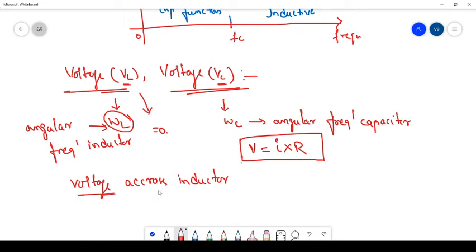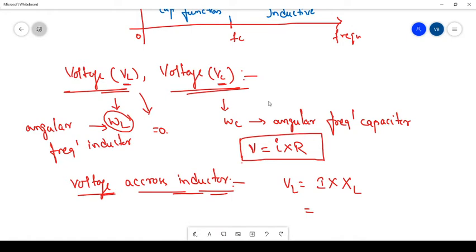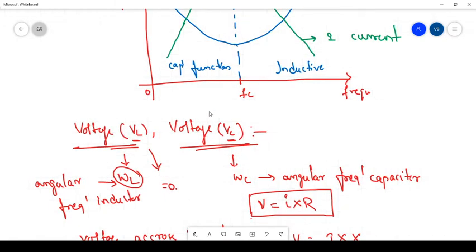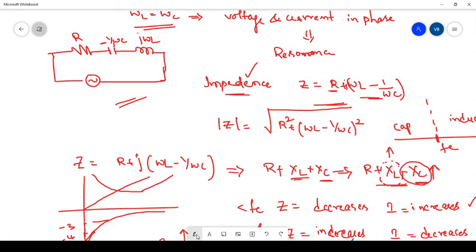In the same way, the voltage across the inductor, VL, equals the current passing through it times, here instead of a resistance, the reactance of the inductance, XL. In this circuit, let us take this as I, and here I am going to apply V. I is the loop current in this equation, and finally these three components combined are called impedance.